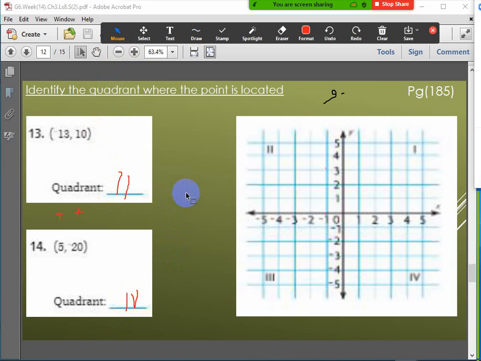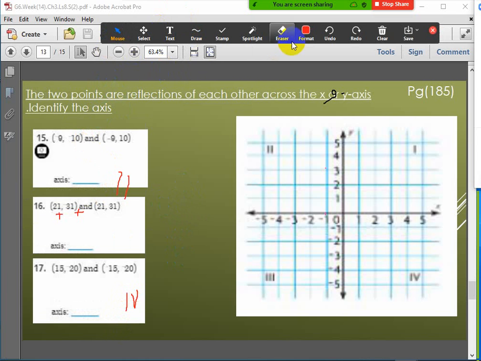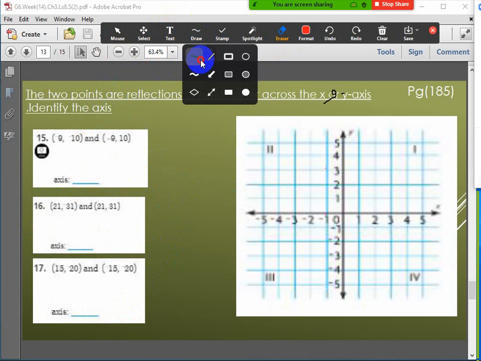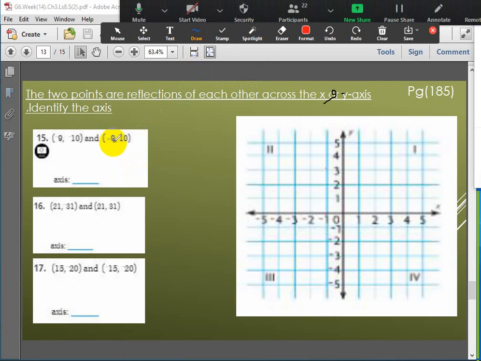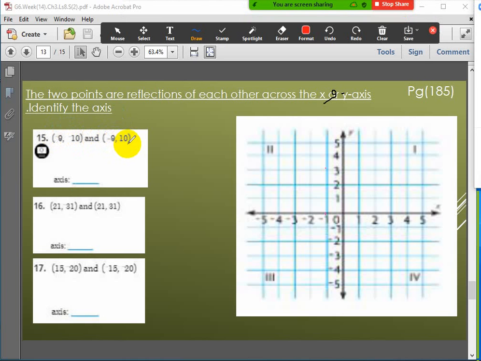Yes, okay. Let's move down now. Also the same question: I want you to know whether those points are reflections of each other across which axis, X or Y? I told you, when we have the same coordinate in 2 points and the other coordinate is the opposite, that means the coordinate which is the same is the line of symmetry. So here, negative 9, negative 10, and negative 9, 10. Look at those 2 points. Which coordinates are the same?